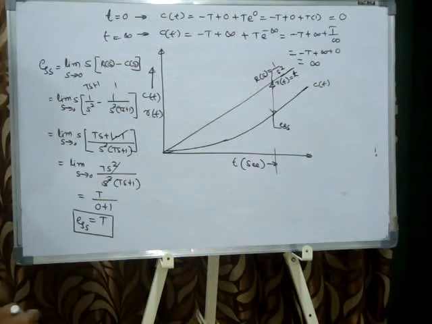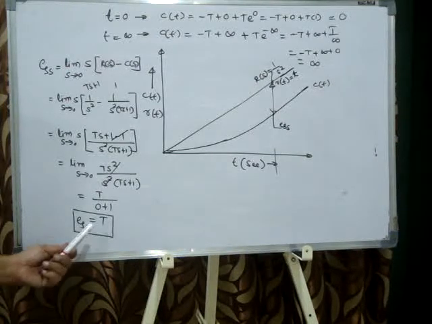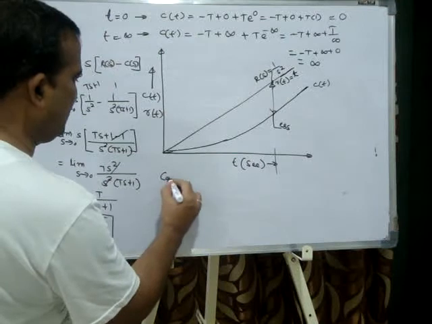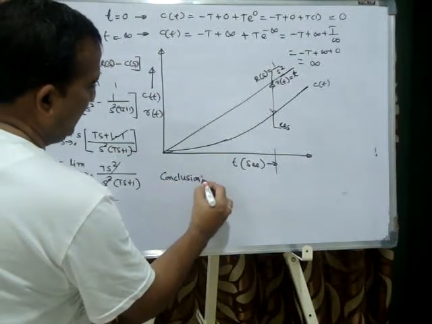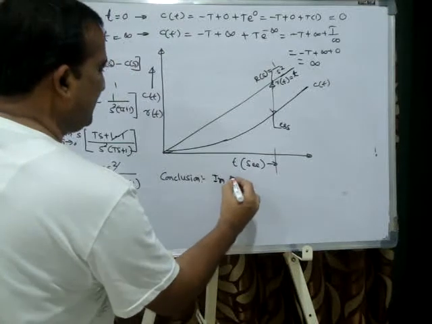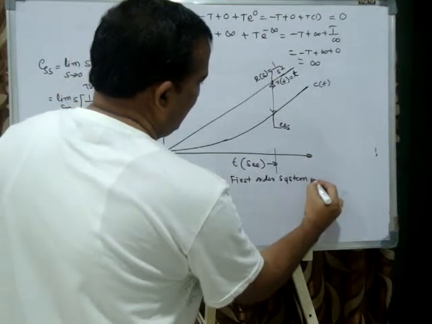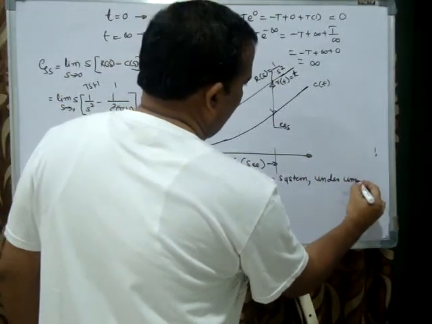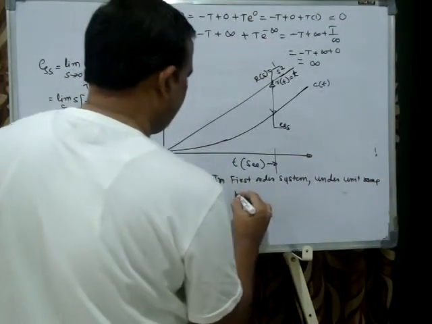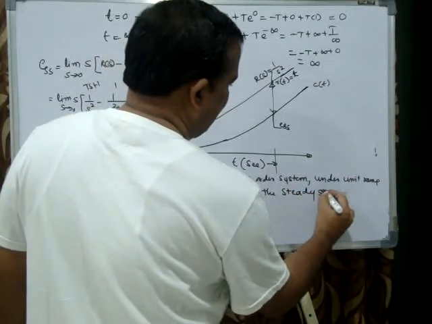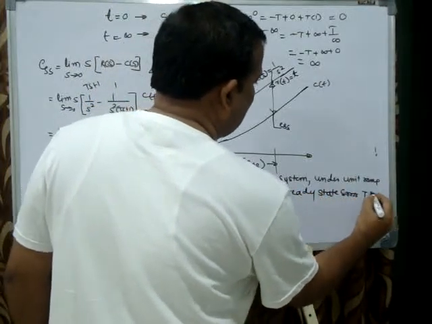Capital T, the time constant. In the previous lecture, the steady state error was 0. Here the steady state error is capital T. What is the inference or conclusion? So in a first order system under unit ramp input, the steady state error is capital T. Capital T is the time constant.